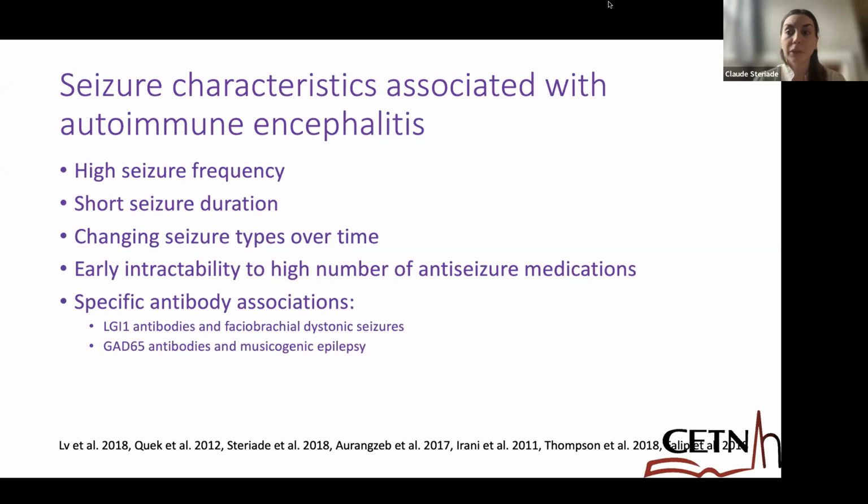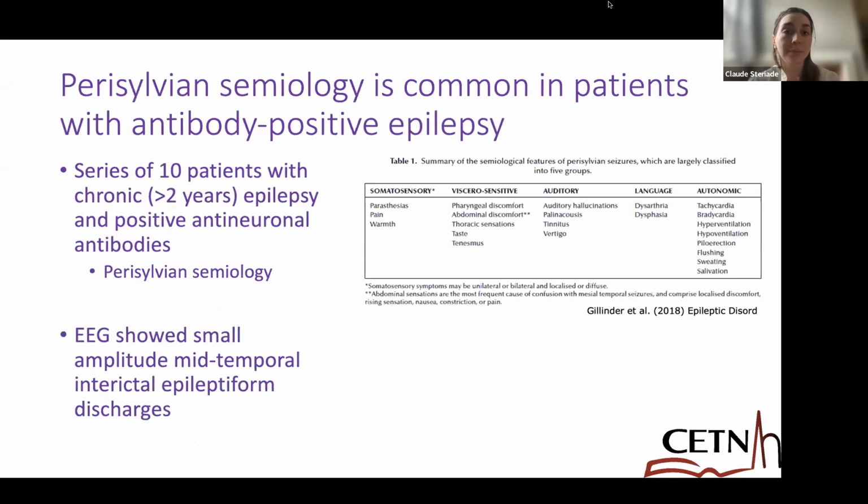So, patients who end up having tried 4 meds and it's only been 6 months since they started seizing. And then, there's specific antibody associations that have been described. So LGI1 antibodies with facial brachydystonic seizures, of course, we talked about, but also musicogenic epilepsy with GAD65 is a very interesting syndrome. And the other thing is perisylvian semiology.